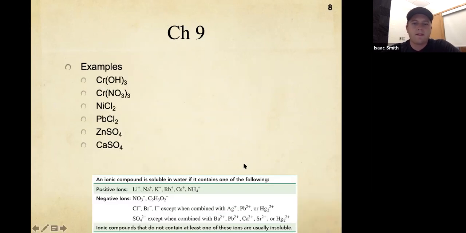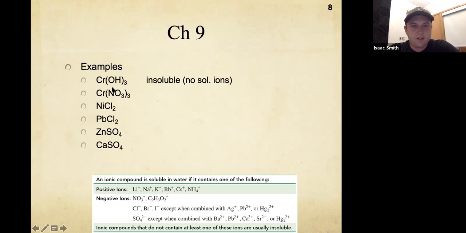Okay. So here's an example. Here's some examples determining if these are soluble or not. So if we look at chromium hydroxide, you can see that neither chromium nor hydroxide are on this list for soluble ions. So it's going to be an insoluble compound.